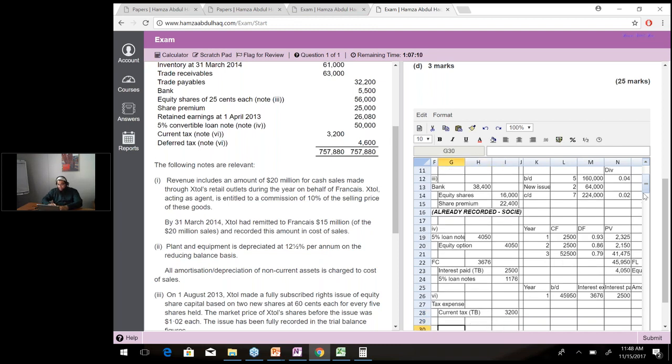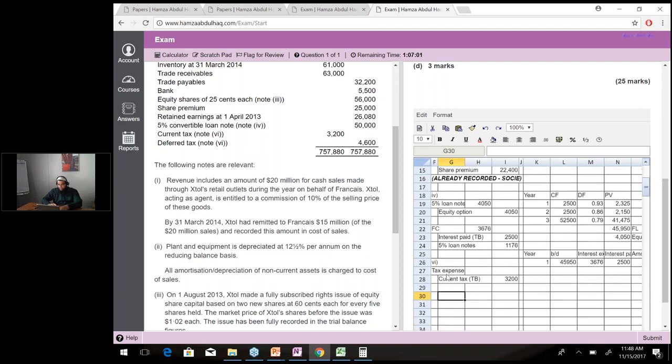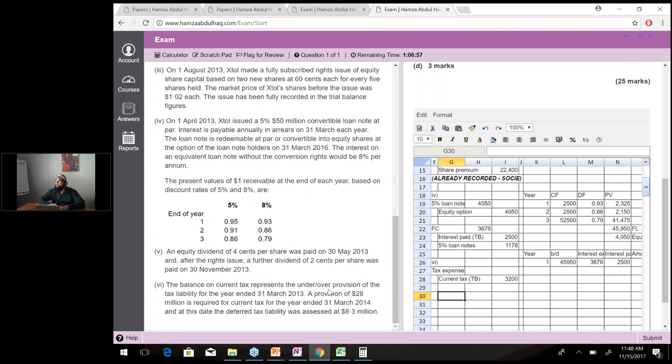Similarly, apart from this, there are total 3 impacts which are recorded in the tax expense. The current tax current year, the current tax prior year, and the deferred tax. So the question further says a provision of 28 million is required for the current tax for the year ended 31st March 2014. So this is the amount of provision for tax, or we can say tax payable, which is actually 28,000.